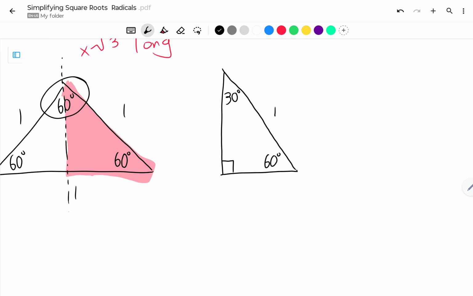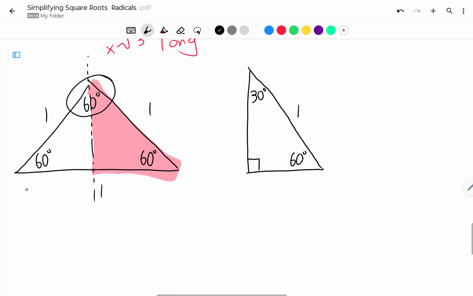We already said this side was 1. Okay, that's going to be 1. Oops, why'd it go away? Okay. So the entire side right here was 1. So if we cut it down in half, this should be 1/2, right? So I'm going to make sure I write 1/2 here.